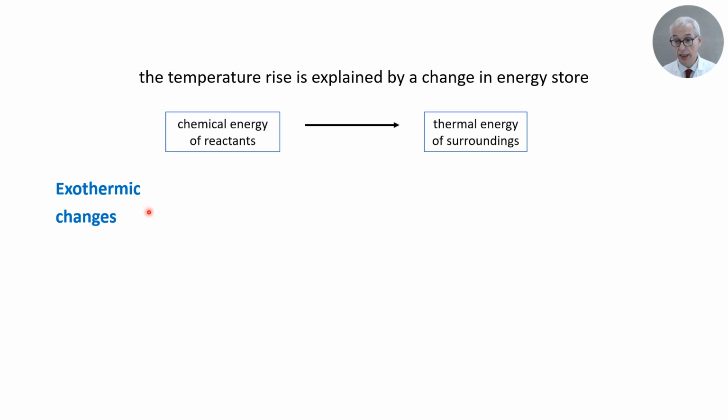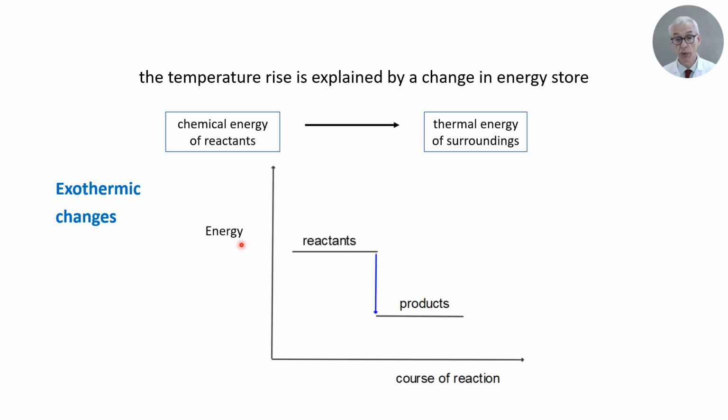What does that look like in an energy level diagram? Well, here's energy, and the course of the reaction. The chemical energy of the products is less than the chemical energy of the reactants. What's happened to the energy? It's been transferred to a thermal energy store of the surroundings, and the temperature of the surroundings goes up.